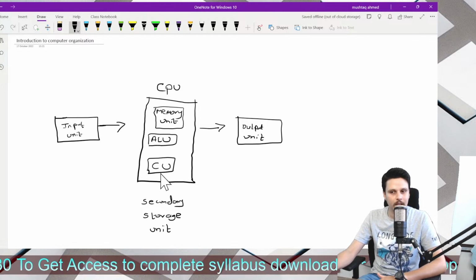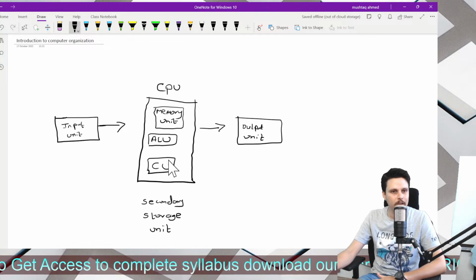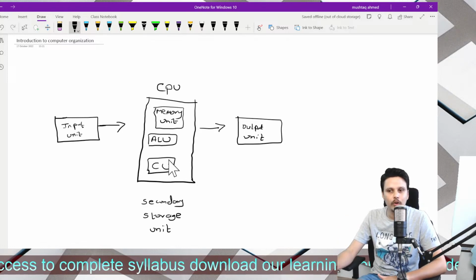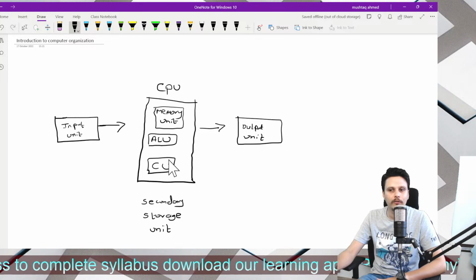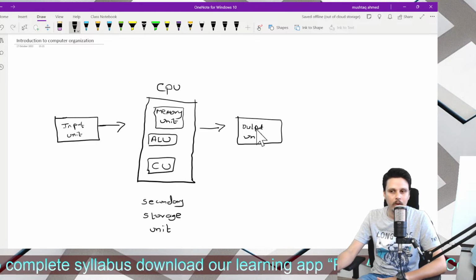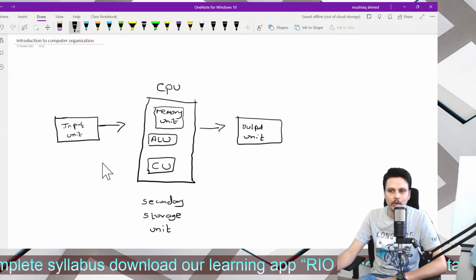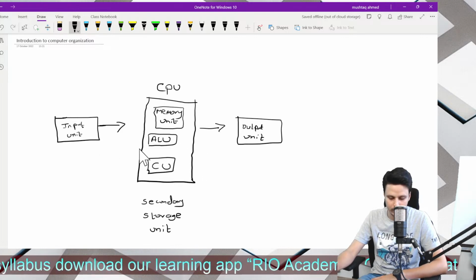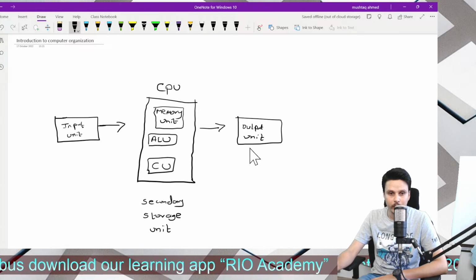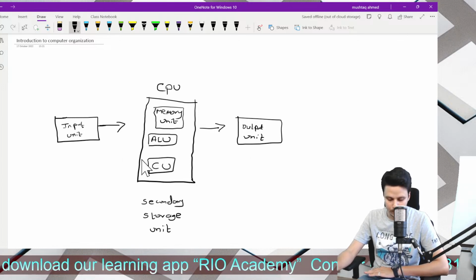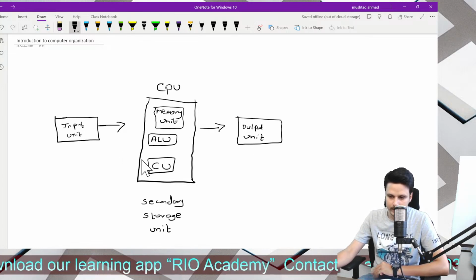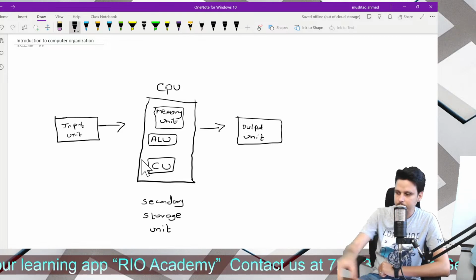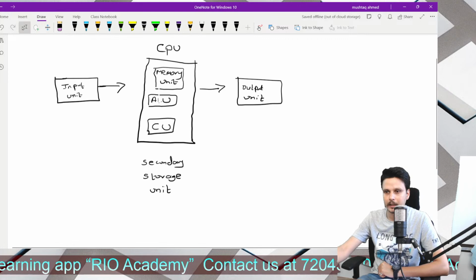The control unit is responsible for transfer of control from one unit to another unit. So these are the basic components of the computer. Let us discuss some key points now.